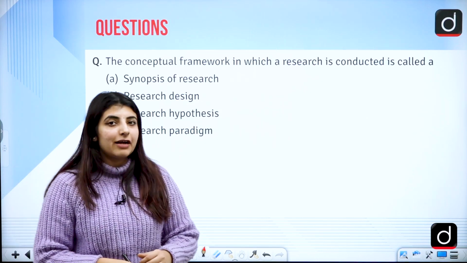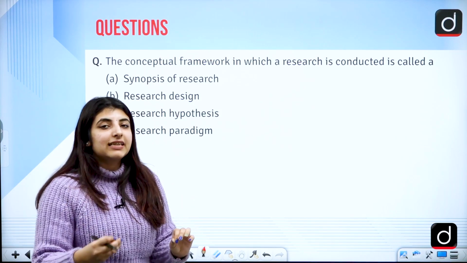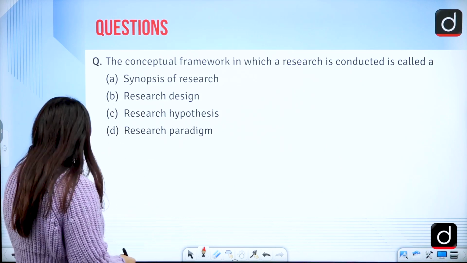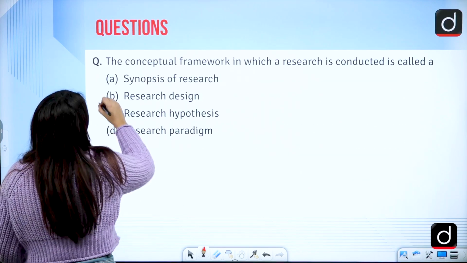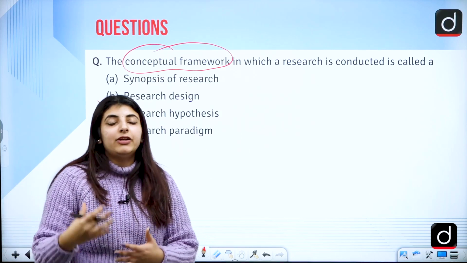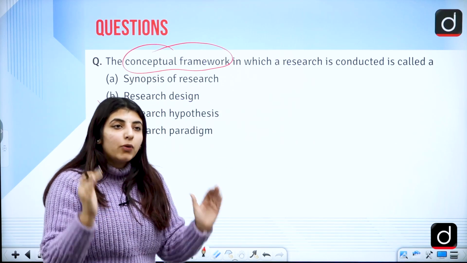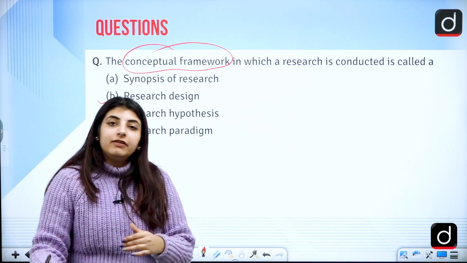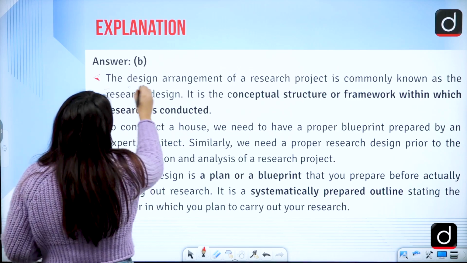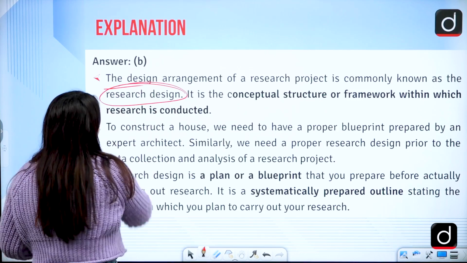The next question that I have for you is, the conceptual framework in which a research is conducted is called or is known as what? The answer here is option B, conceptual framework. Framework is basically when you do research, right? You need certain things in mind. You need a proper outline or a blueprint or a design. Even if you want to build a house, you need a proper plan, right? So, the design arrangement of a research project, commonly known as the research design, correct?